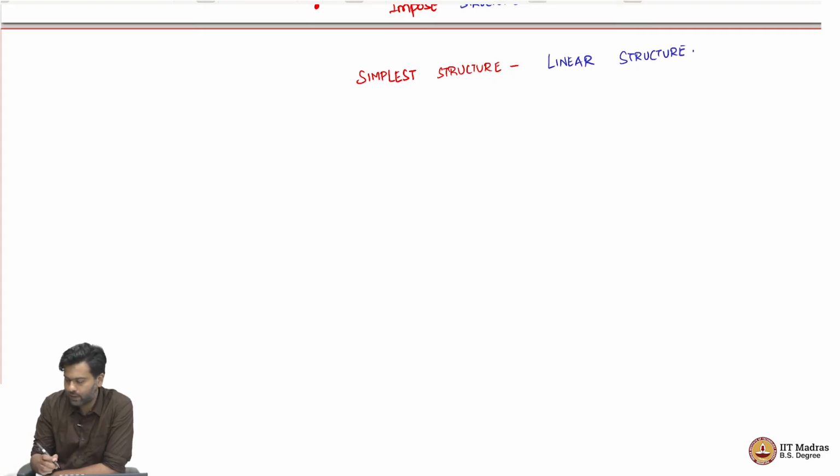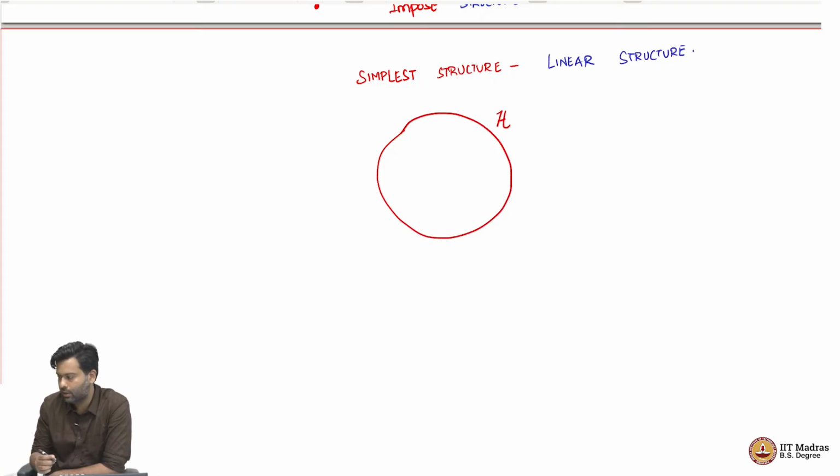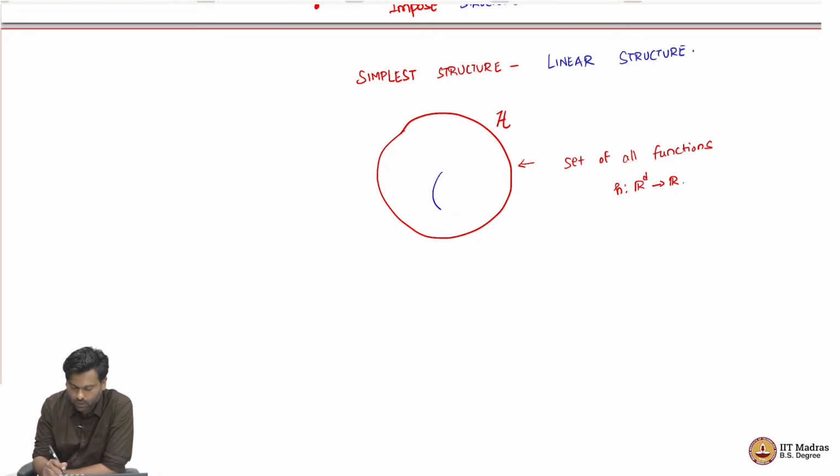In other words, what are we saying? Well, we were initially searching in this bigger space of functions, which is the set of all functions H from R^d to R. Now we are saying, well, we don't care about the whole set of functions, we are only going to look at a smaller set of functions.